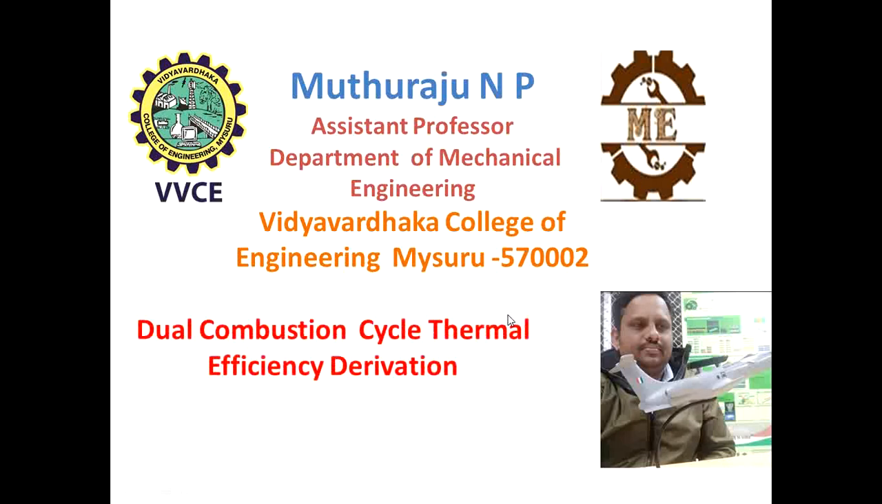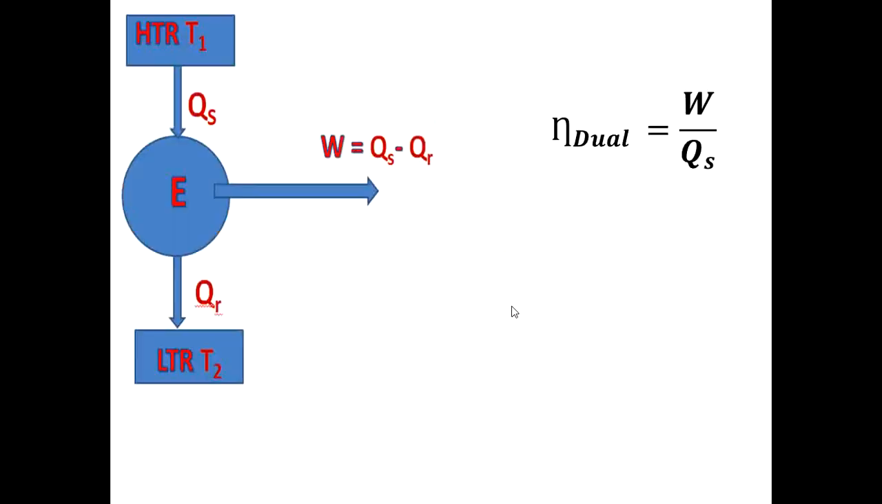Now I will explain the dual combustion cycle thermal efficiency. For this derivation, please note it down using pen and paper. First, you want to note the PV diagram.